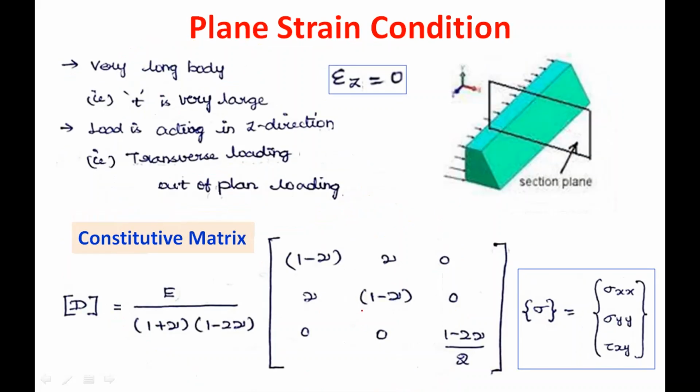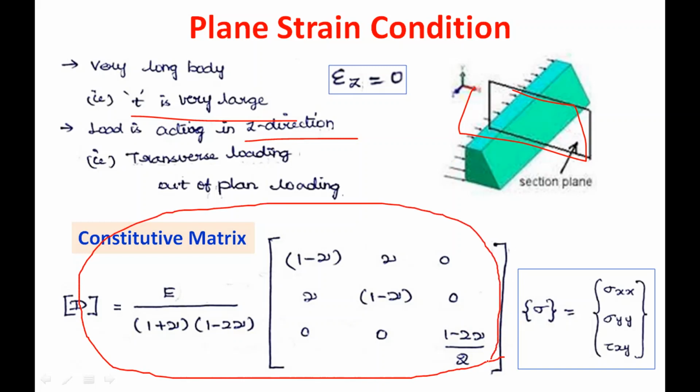Similarly, for the plane strain condition, if the body has a very large thickness, then we have to use the plane strain condition, provided the load is acting along the z direction; that condition should be satisfied. So here also we are going to consider the cross-sectional plane alone to model the geometry. For the plane strain condition, the constitutive matrix is this one. In the earlier parts we derived this one.